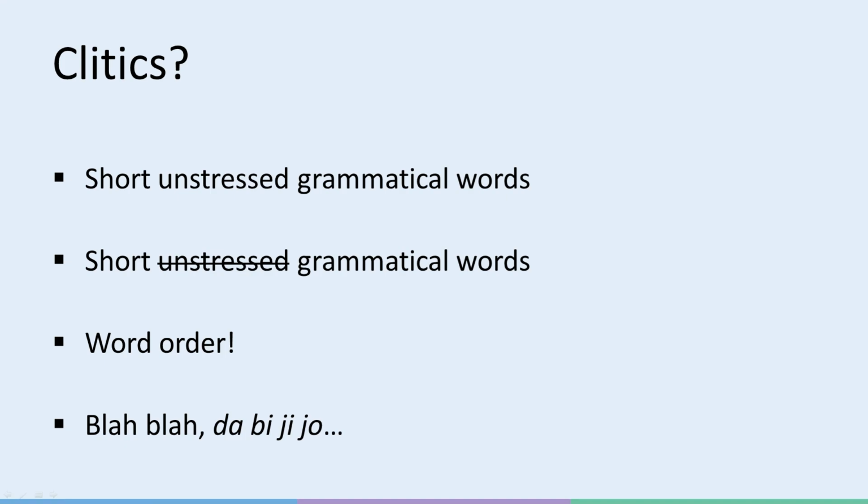For example, blah blah blah, and then da bi yi yo, or something similarly ridiculous. It's not important what da bi yi yo means right now. It's just to give you an idea of what clitics are in practice. Again, they're short words with a grammatical function that are found in bunches or clusters, often after commas.